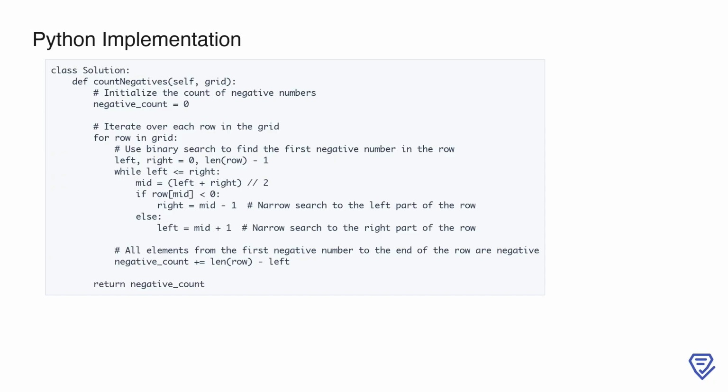Complexity analysis. Time complexity: each row is processed using binary search, which runs in O(log n) time for a row of length n. If there are m rows, the overall complexity is O(m * log n), where m is the number of rows and n is the number of columns. Space complexity: the algorithm uses O(1) additional space as no extra data structures are used. This implementation is efficient and takes advantage of the sorted structure of the matrix, making it suitable for large inputs.